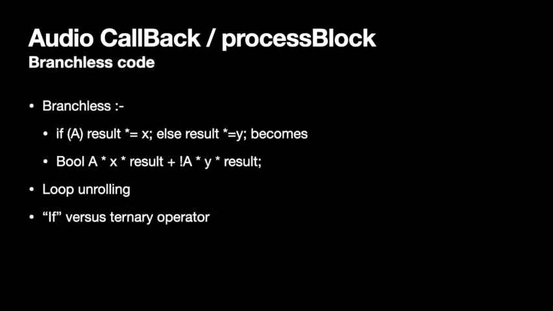So looking at branchless code in a little bit more detail, an if statement can be converted to branchless code by using a Boolean. For example, if A, then multiply the result by X, else multiply by Y, becomes Boolean A times X times result, plus not A times Y times result. Simple if statements will probably be optimized this way by the compiler anyhow, but not always.